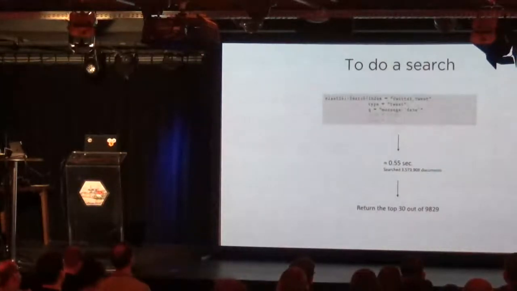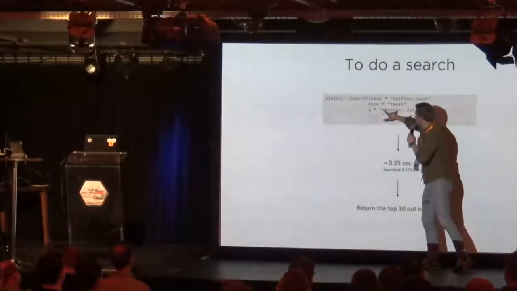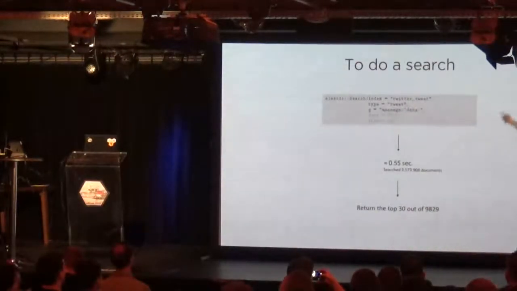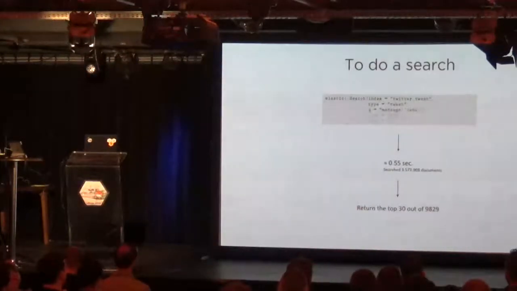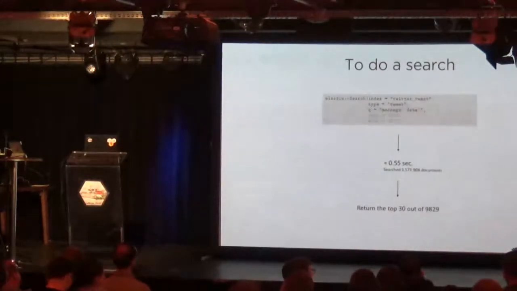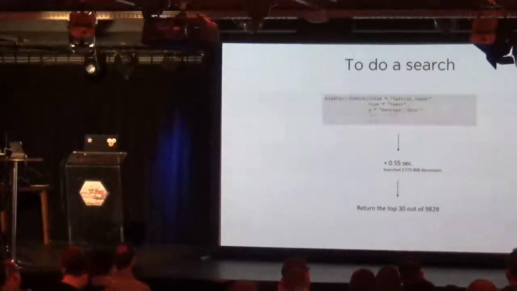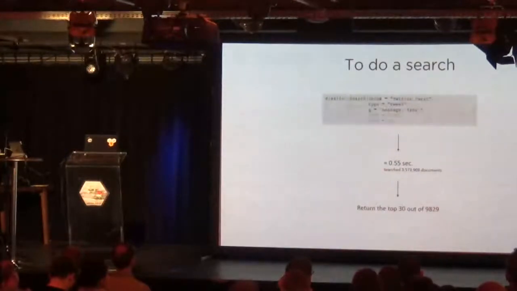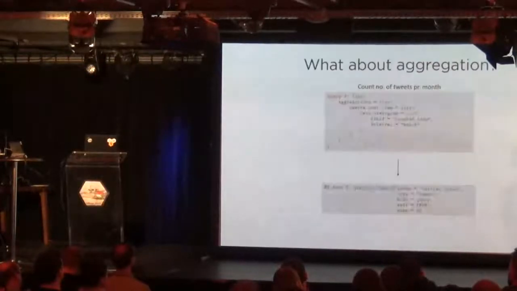So this is all the code you need in order to search for this word data in this field message. And in under a second, it has searched through roughly 3.5 million documents, and it returns the top 30 of the almost 10,000 documents it found. And this is really just amazingly fast, and compared to SQL searches or stuff like that, it'll take minutes doing the same thing. So this is really one of the great advantages of Elasticsearch.